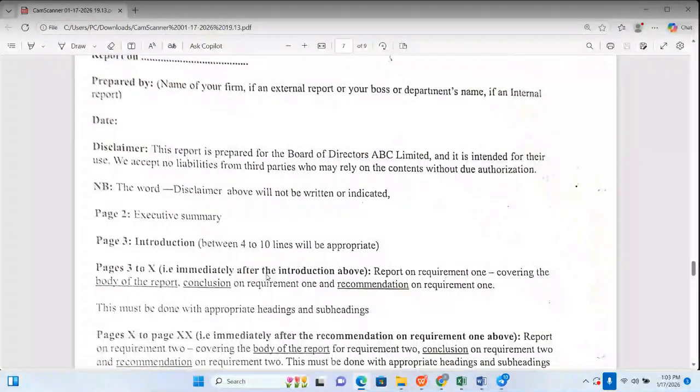this must be done with appropriate heading and subheading. That is for requirement one. You will write the requirement one. For example, the other one we talked about the other time: report on financial analysis. That is our heading. Then we start reporting.